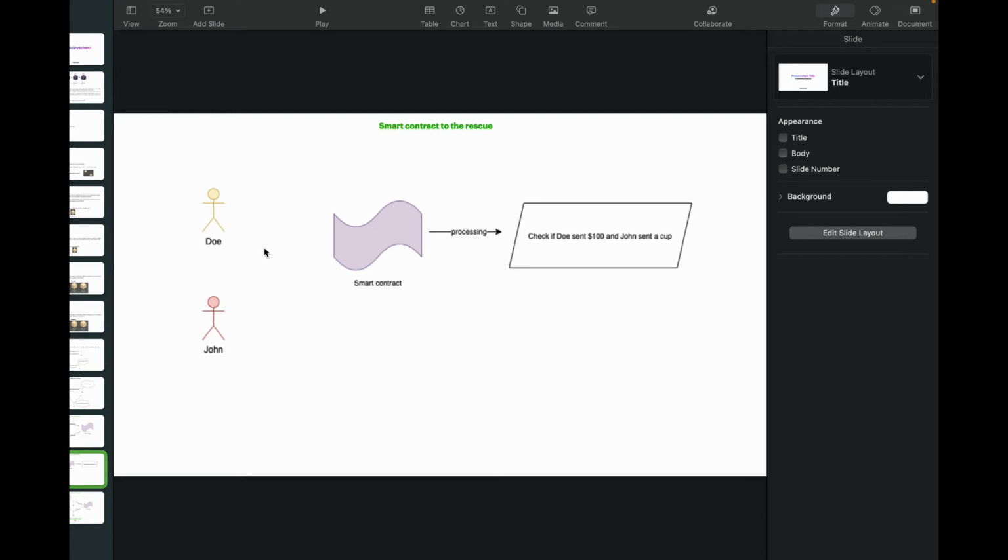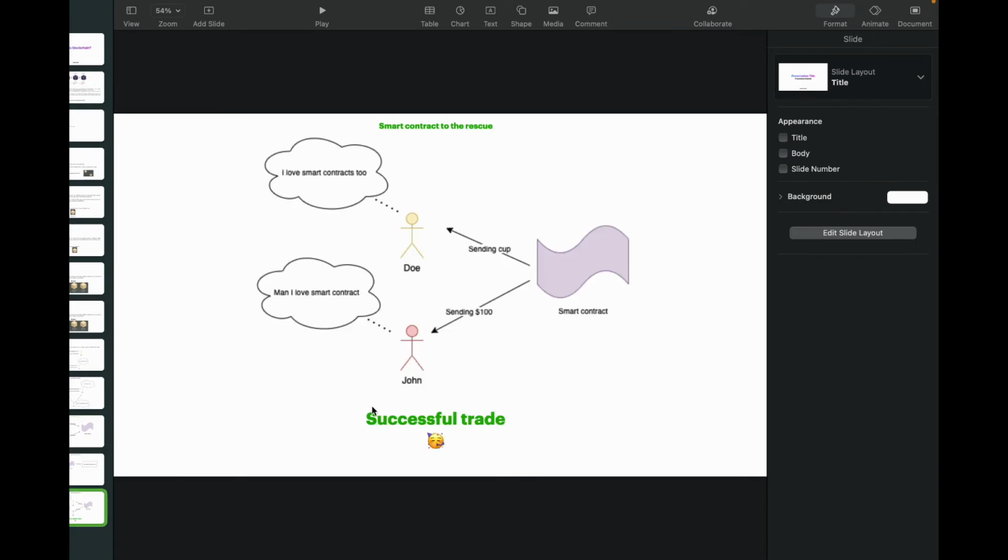If Doe has sent $100 and John has sent the cup, it will check that both things are available. If they are, the smart contract will send $100 to John and the cup to Doe, and the trade will be successful. You don't have to worry. The smart contract checks that both parties have fulfilled their promise, continues with the trade, and the trade is successful.